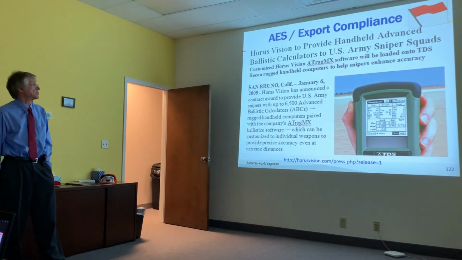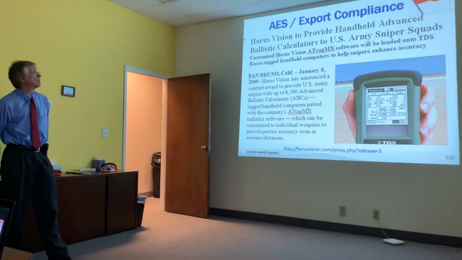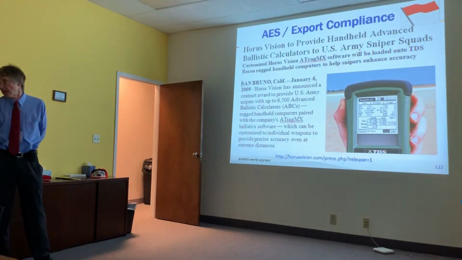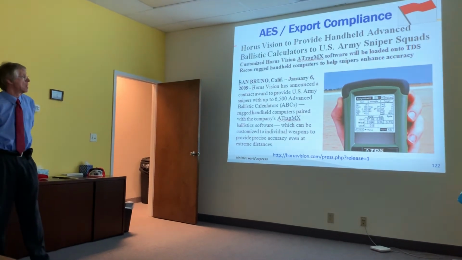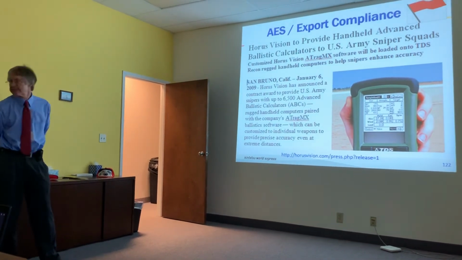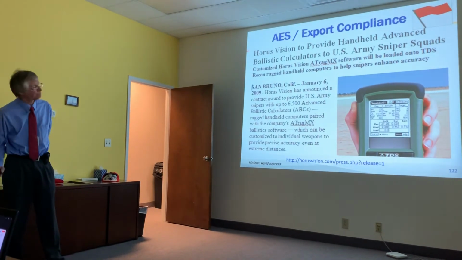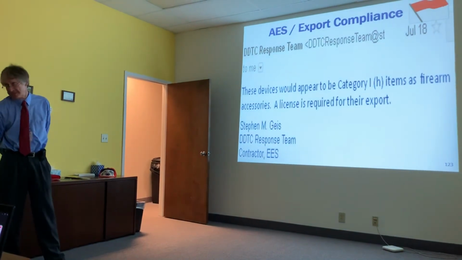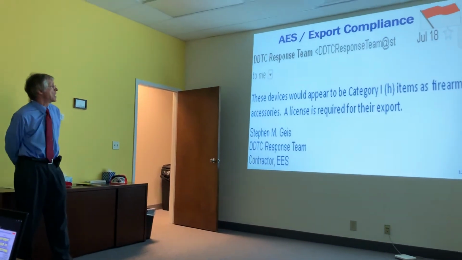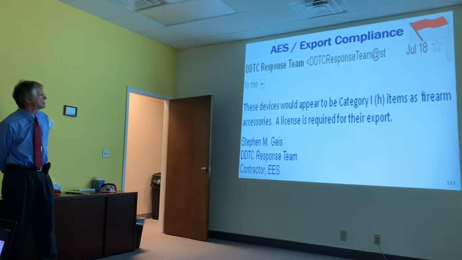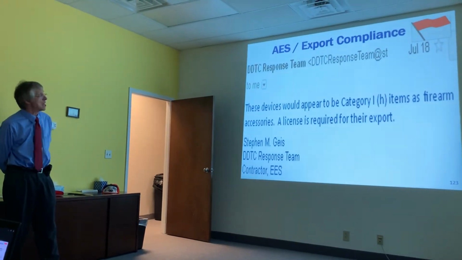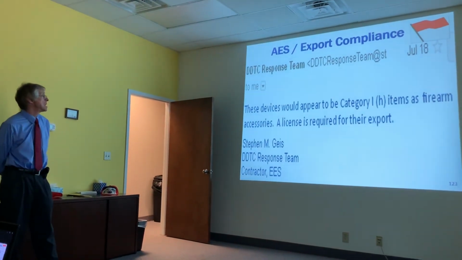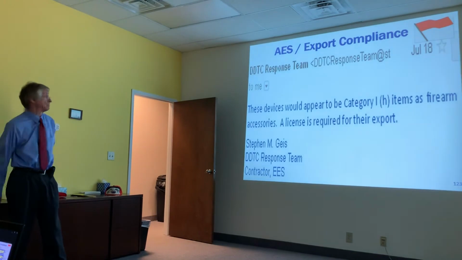This material appeared to be some type of electronic device used to enhance the capability of rifle scopes. So that kind of sounded a little menacing to me. So we went to the State Department and asked them about this shipment. And their response was these devices would appear to be Category 1H items as firearms accessories. A license is required for their export.